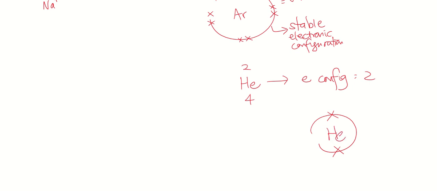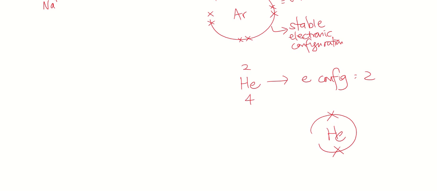Let's do helium. Electronic configuration is 2. Why 2? How many protons? 2. How many electrons? 2. Stable or not stable? Okay, we say we want 8, right? But this is only the first shell. The first shell can only allow 2. You want to squeeze in 8, cannot, too small already. The shell is too small. So we have 2. So helium is stable. Group 18, the vertical column, is stable.